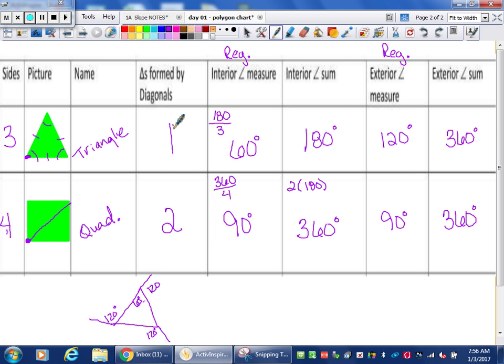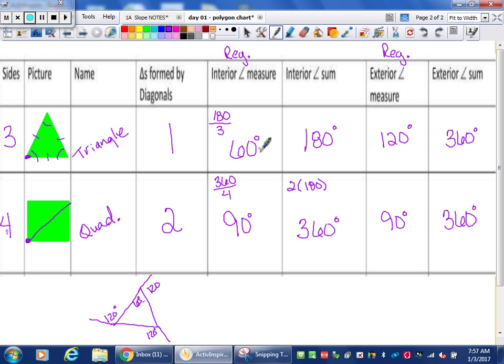Okay? And we know that one triangle, the measures of the angles in a triangle always add up to 180. So my interior angle sum is 180. To get to the interior angle measure, I know that all three of those angles add up to 180. I also know that all three of those angles are exactly the same. So if I divide the interior angle sum by the number of angles, 3, I will get that each interior angle is 60 degrees because this is a regular triangle, meaning all the sides are the same and all the angles are the same.